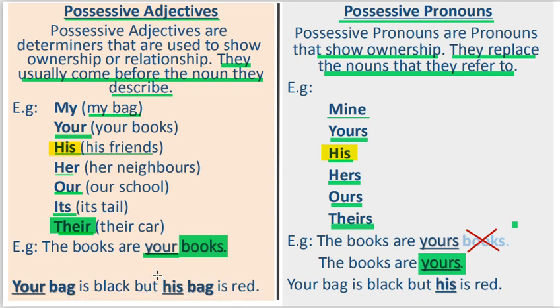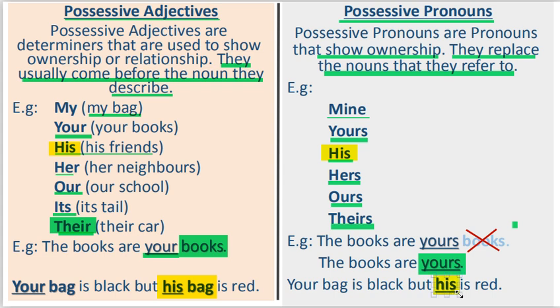Now look at it. His bag. Just after the adjective his, the noun bag is also there. That means it is an adjective. That is how adjectives work. The noun they are modifying must be there. But as a possessive pronoun, the noun will no longer be there. Your bag is black, but his is red.